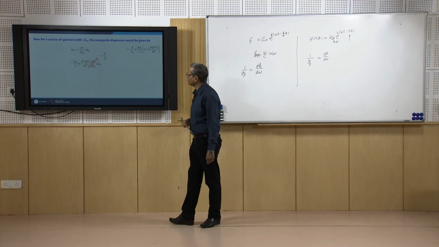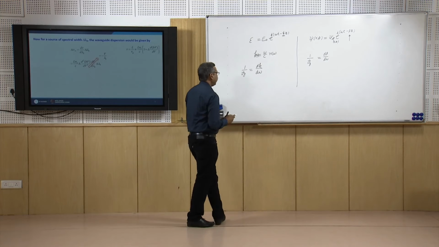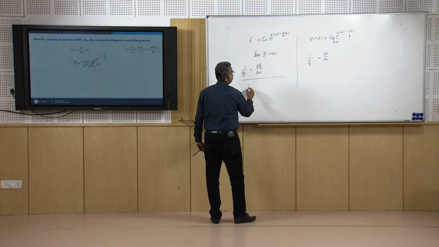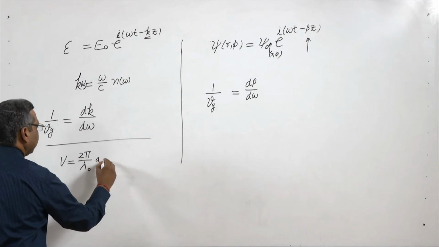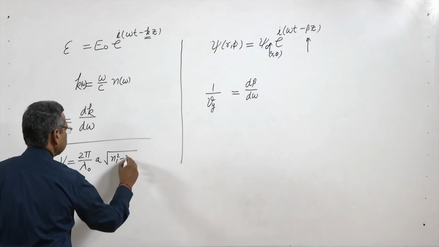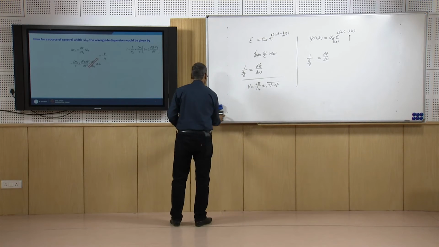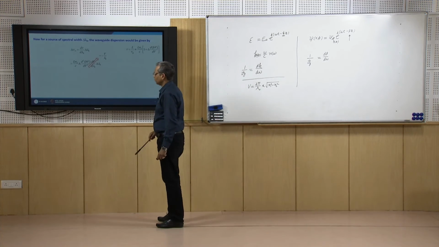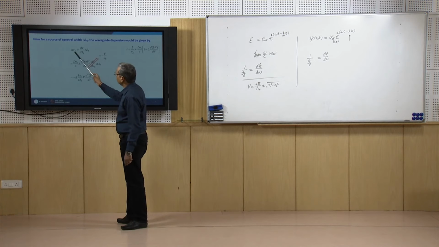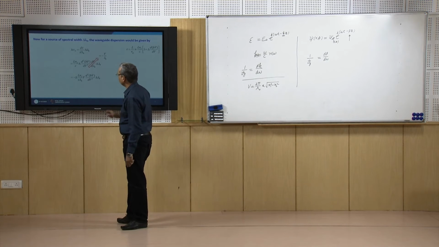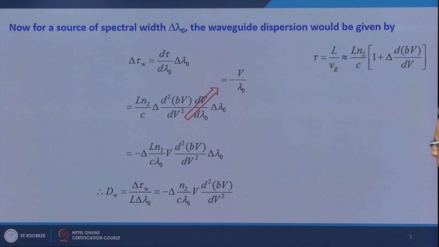What is dV over d lambda naught? We know V is equal to, if you write back the expression for V, 2 pi over lambda naught times a times square root of n1 square minus n2 square. So, if you do dV over d lambda naught from here, you will get minus V over lambda naught. So, if I substitute it there, then I get the pulse broadening delta tau w as minus delta Ln2 over C lambda naught times V d2 bV over dV square times delta lambda naught.